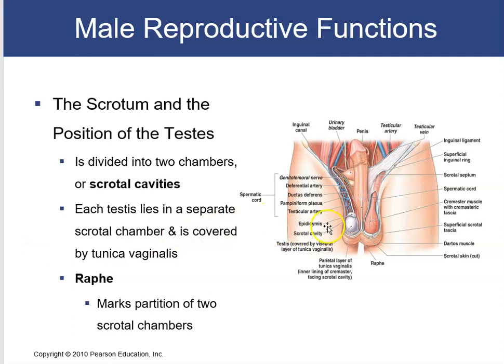The tunica vaginalis is one of these structures that we will also see used in the female when we get to the ovary. We can see it here. It's the outer covering of the testes. Another term, the raphe. This is a raised thickening on the scrotal surface that marks the partition of the two scrotal chambers. So it's the indentation here, and we see like a septa between that separates the two chambers.